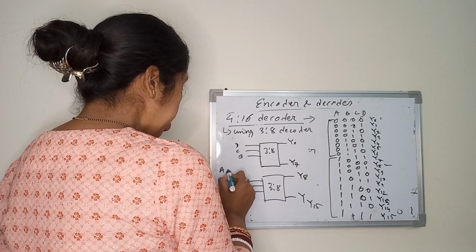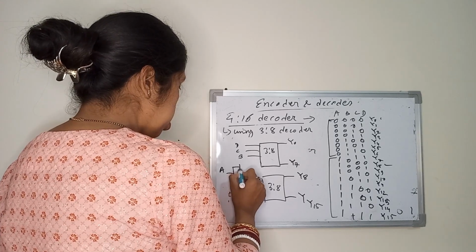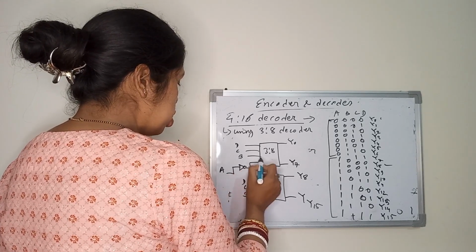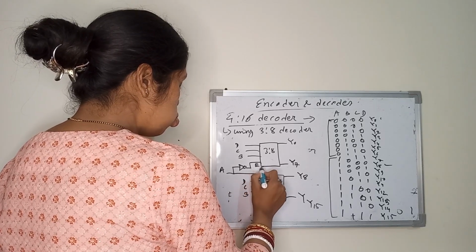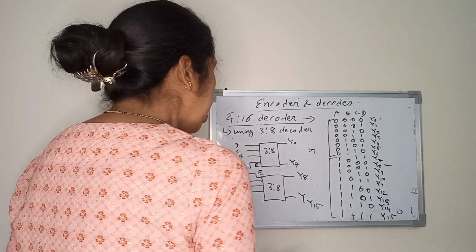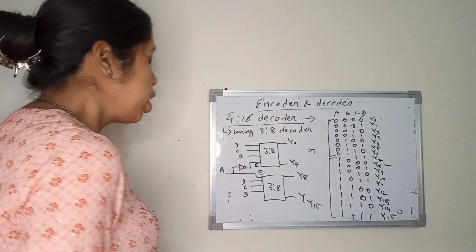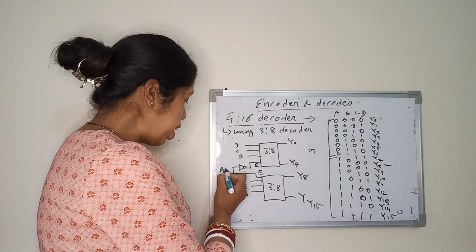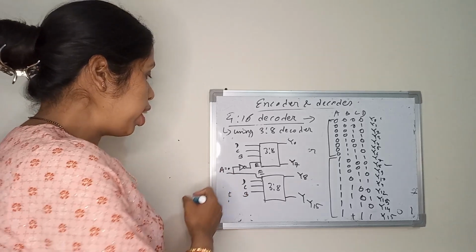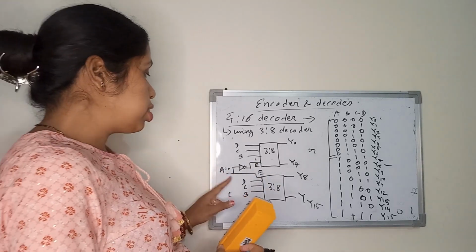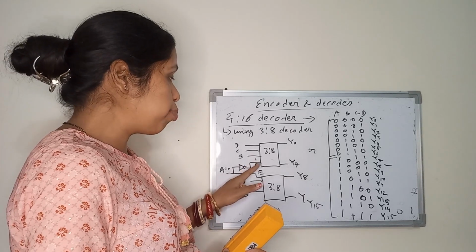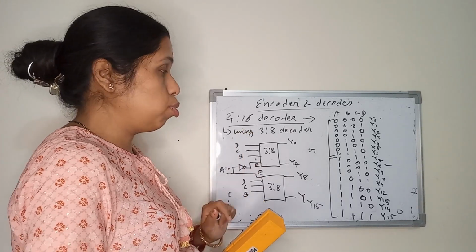So I am giving A, but on the NOT gate I am mentioning here. Here I have directly connected A. So these two lines are acting as enable lines. Now you can see, if I give A as 0, here it is 1. Enable line 1 means this decoder will be selected.